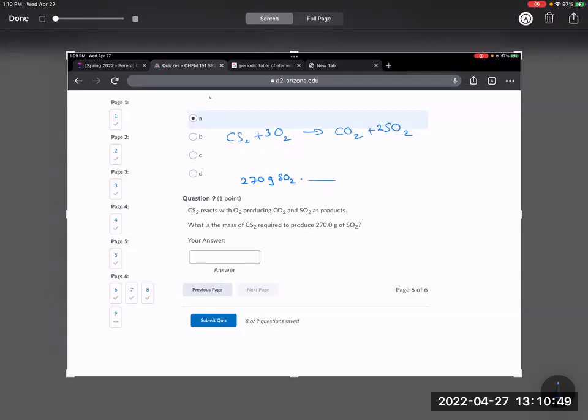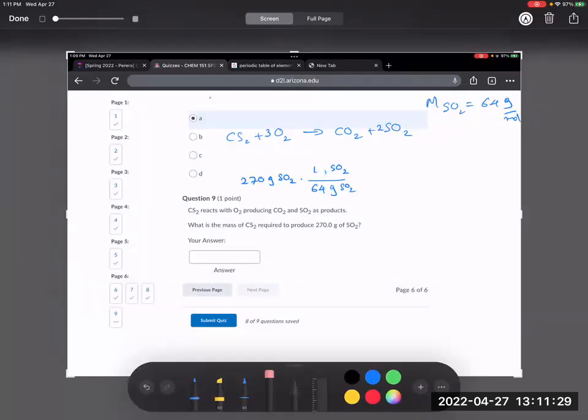To do that, I need to divide this by the molar mass of SO2. Sulfur is 32, oxygen is 16, and 16 times 2 is 32. So altogether it should be 64 grams per mole, the molar mass of SO2. I'm going to have 64 grams of SO2 here so that I can cancel out grams of sulfur dioxide. That's the mass of 1 gram of SO2. I'm sorry, 1 mole of SO2. I meant to say 1 mole.